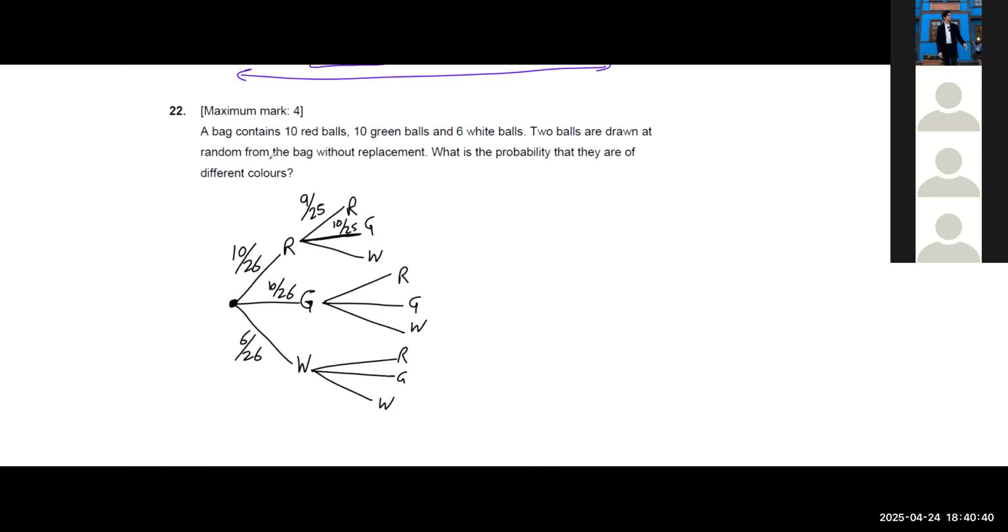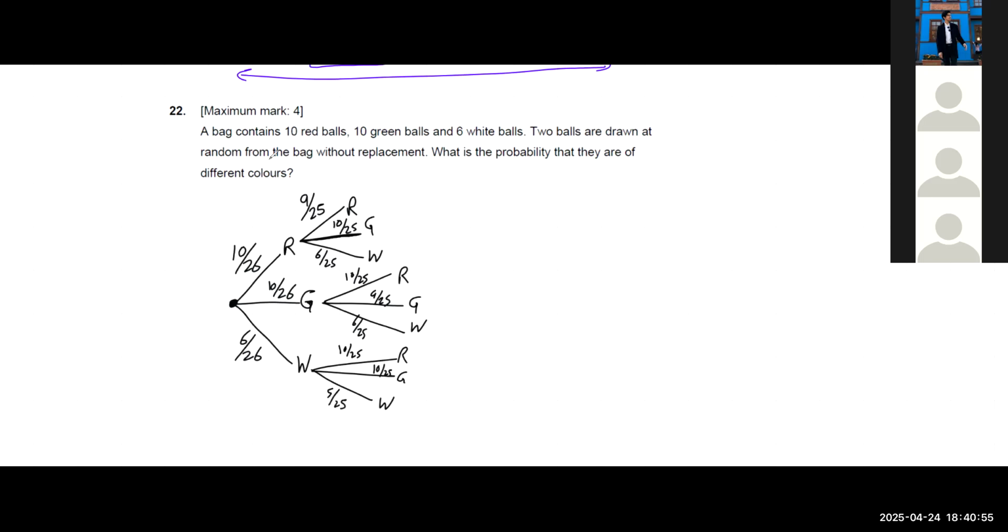Still 6 over 25. Exactly. If you pull out a green first, it's going to be 10 out of 25, 9 out of 25, and 6 out of 25. If you pull out a white first, it's going to be 10 out of 25, 10 out of 25, and 5 out of 25.